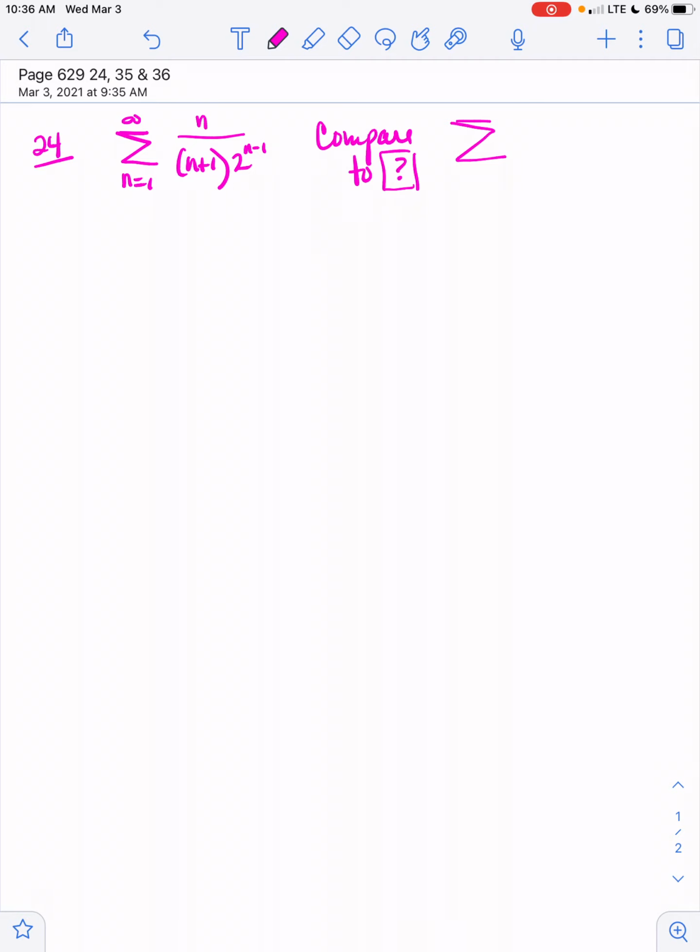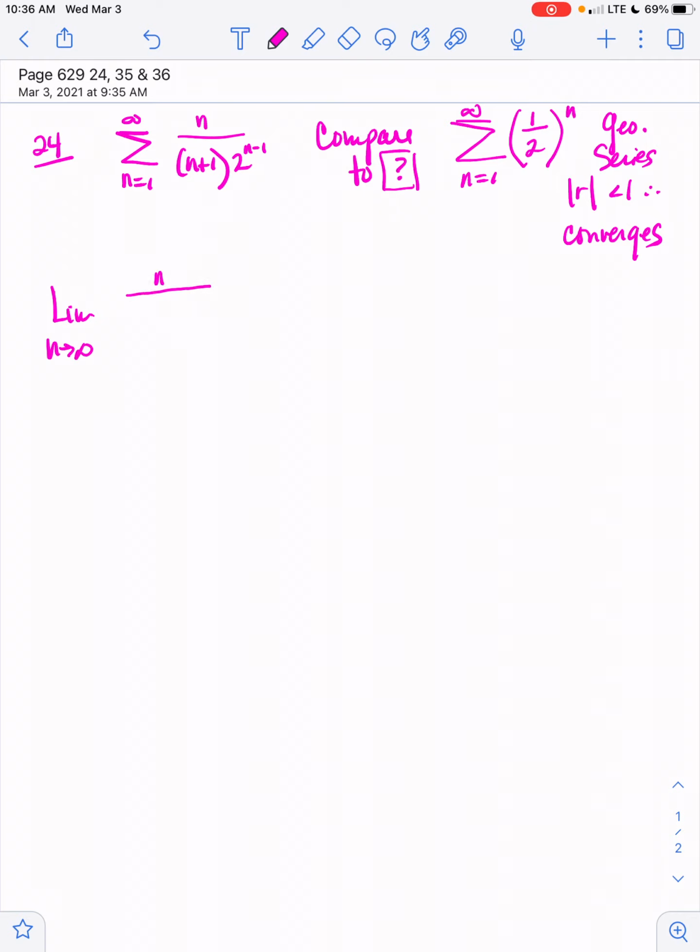That's very similar to the geometric series. And I'm going to write it like this, because maybe that's more recognizable in the form of the geometric series. So if I compare to this geometric series, r is less than 1, therefore converges. Okay, so once I have that set up, now I'm going to do the limit as n approaches infinity of a sub n plus 1, 2 to the n, and just a naming mechanism, over 1 over 2 to the n.